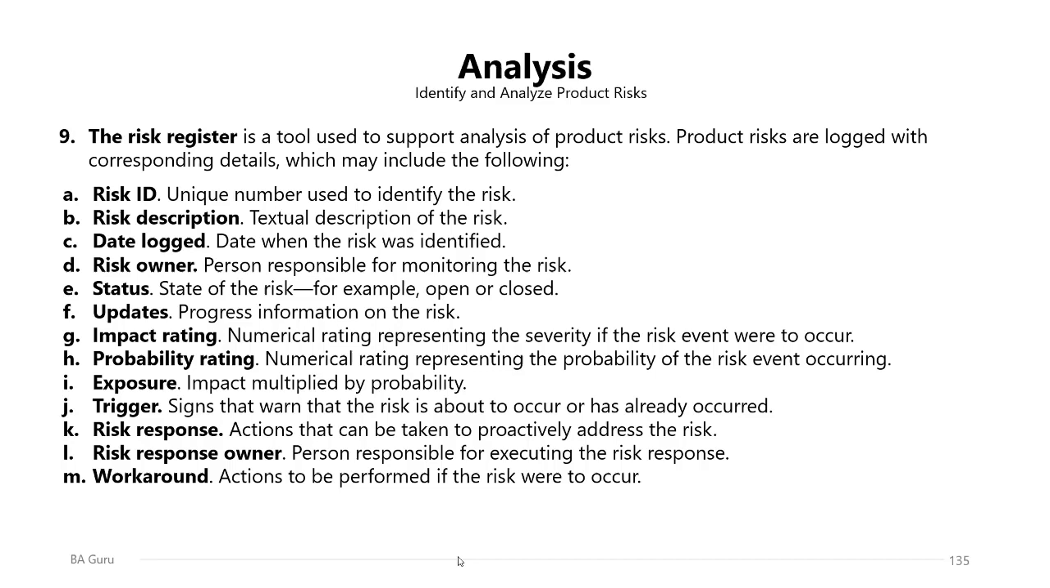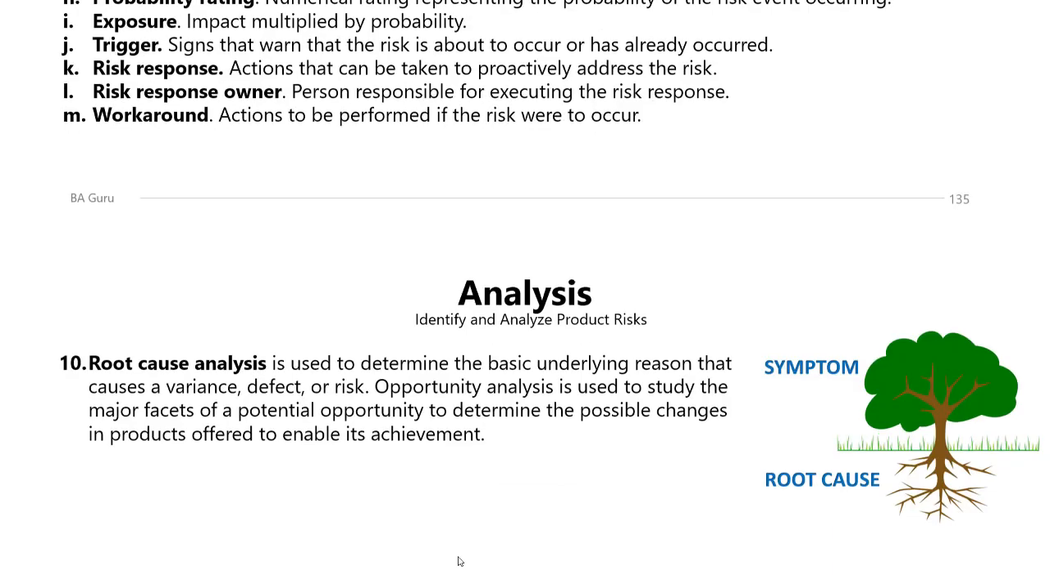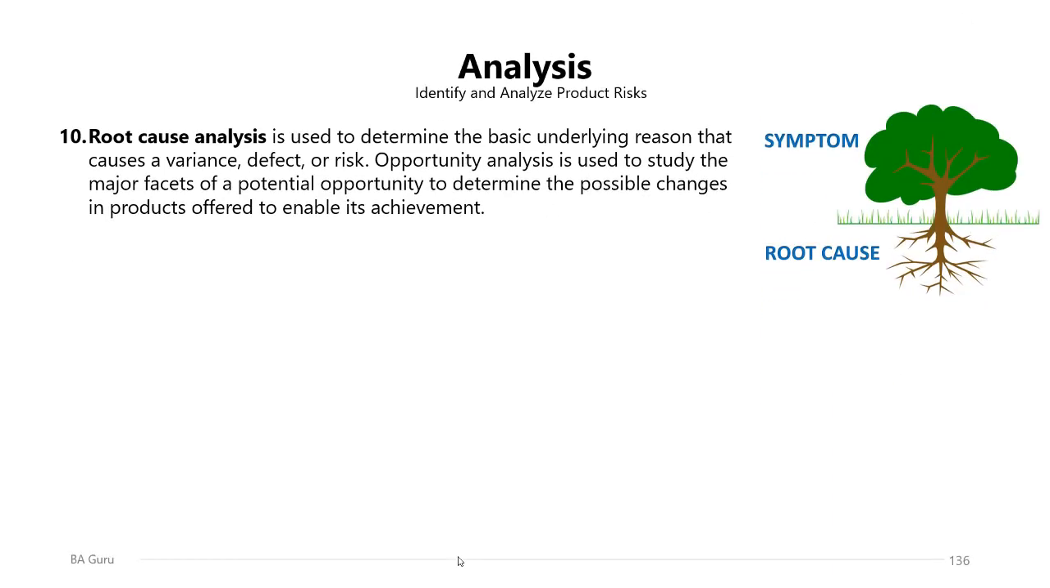So all these are different details that can be logged in the risk register, and of course it depends on the organizational process assets and the form or the template the organization is using. Number 10 is the root cause analysis, which is used to determine the basic underlying reason that causes a variance, defect, or a risk.